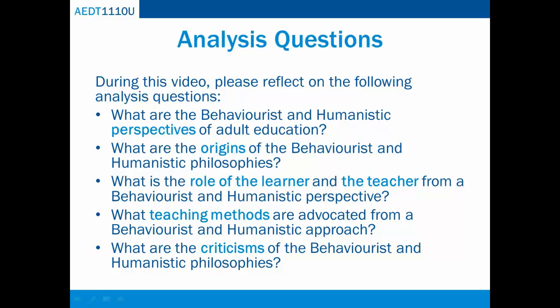What is the role of the learner and the teacher from a behaviorist and humanistic perspective? What teaching methods are advocated from a behaviorist and humanistic approach? And what are the criticisms of the behaviorist and humanistic philosophies?